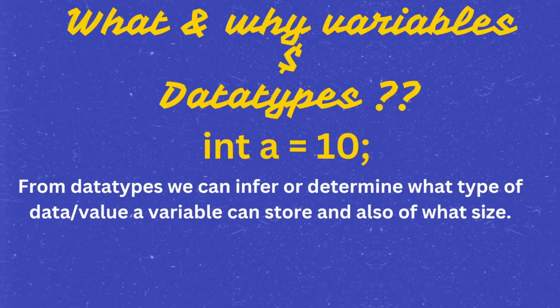Also of what size? For example, if I am storing 10, that is an integer value, right? Integer values can range up to infinite. So there are different integer data types to store different kinds of integer values according to the range of the data. If you are storing a big numeric value, we'll have different data types for that. So from data types, you can determine what kind of data a variable can store and of what size.